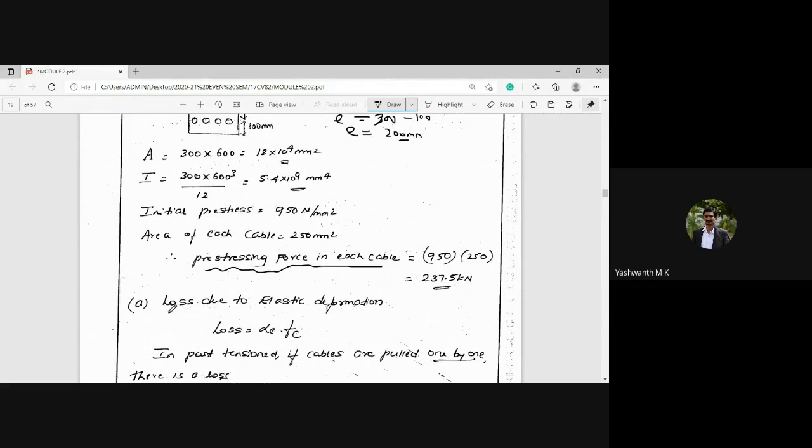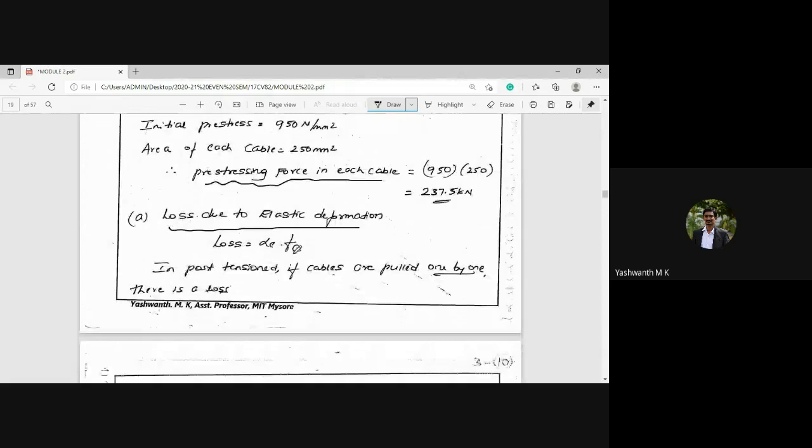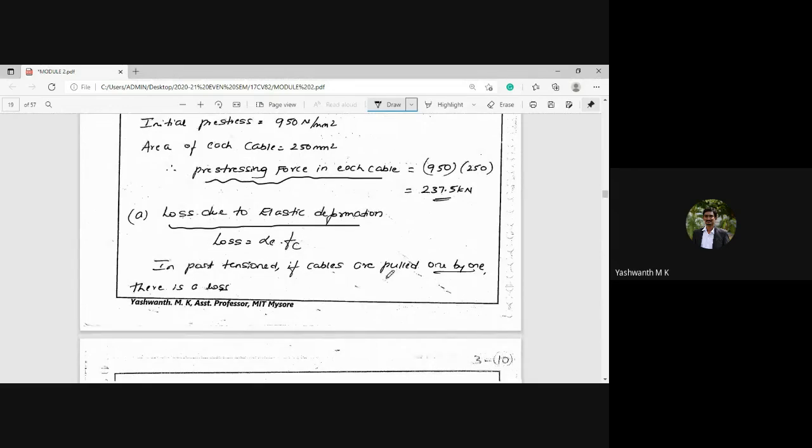The first loss is loss due to elastic deformation. So what is the formula? Alpha E into Fc. Now, for a post-tension beam, we will come across two cases: whether the cables are pulled one by one, or whether the cables are simultaneously tensioned. In this particular problem, it is clearly mentioned that the cables are pulled one by one. Hence, I am going to use this formula, that is alpha E into Fc.